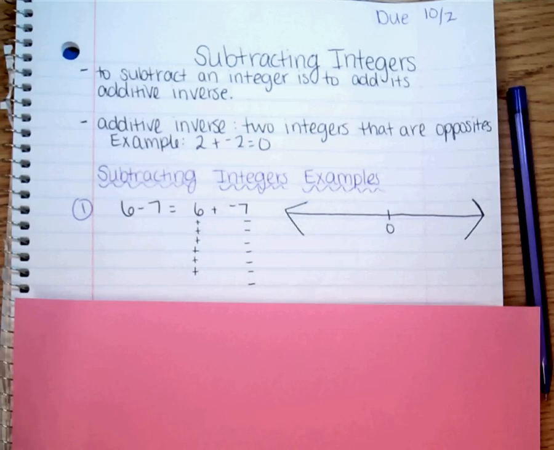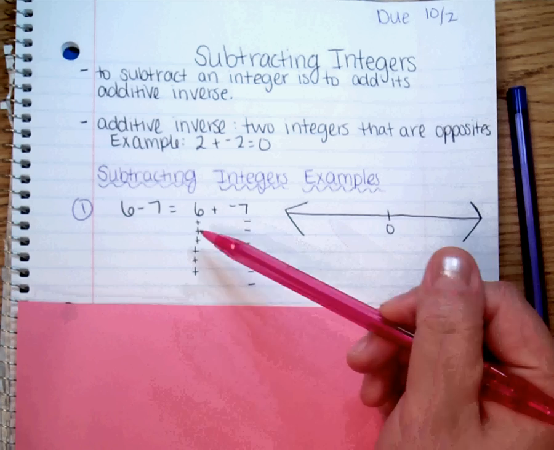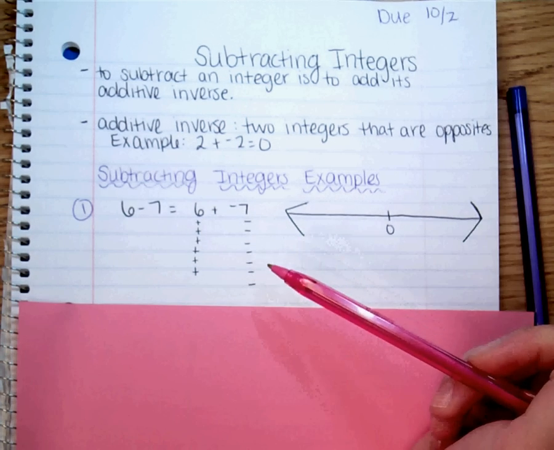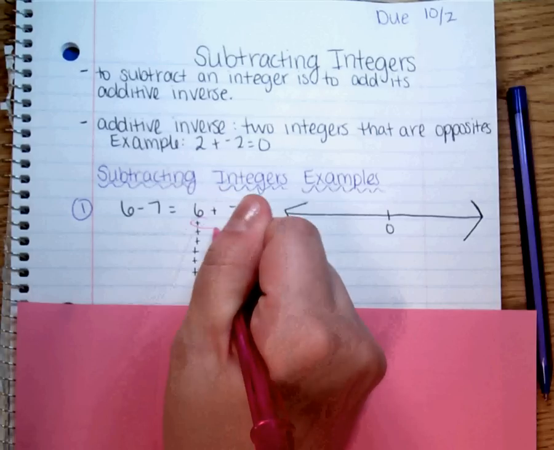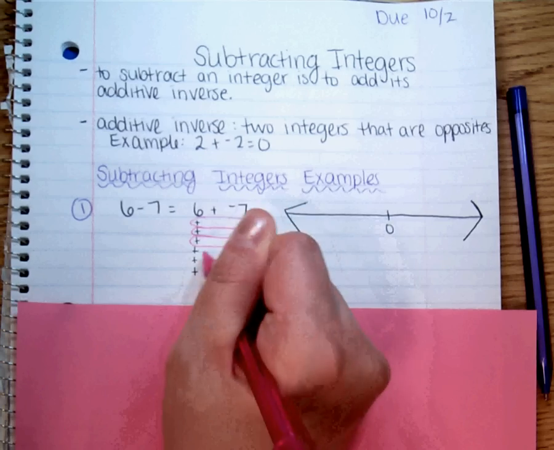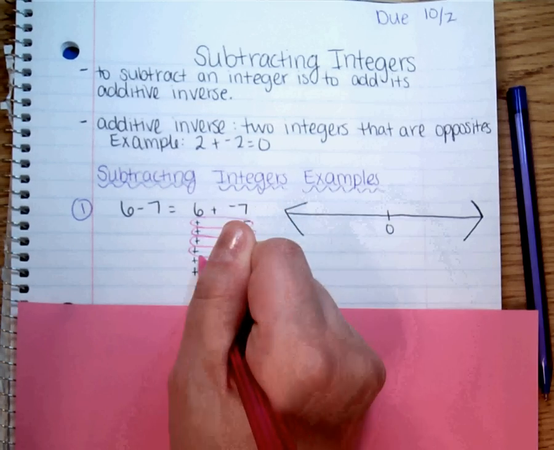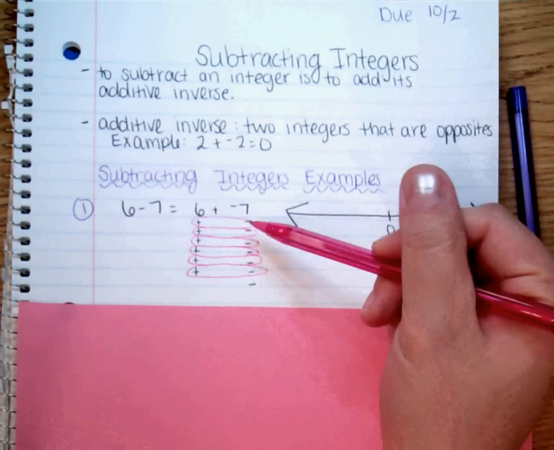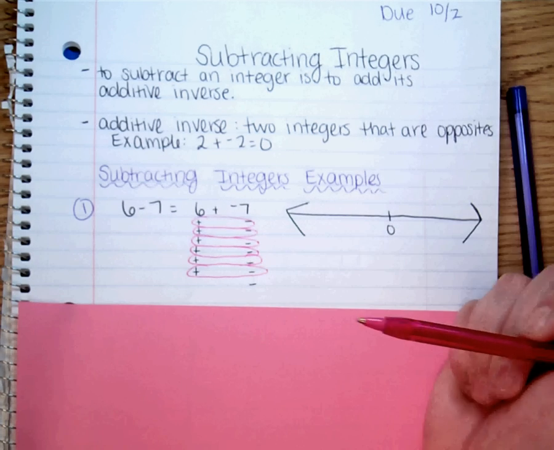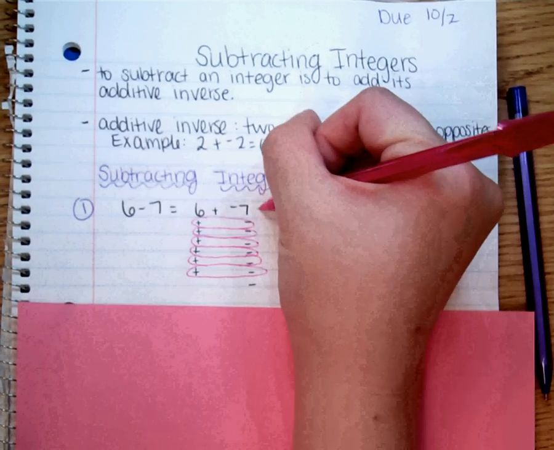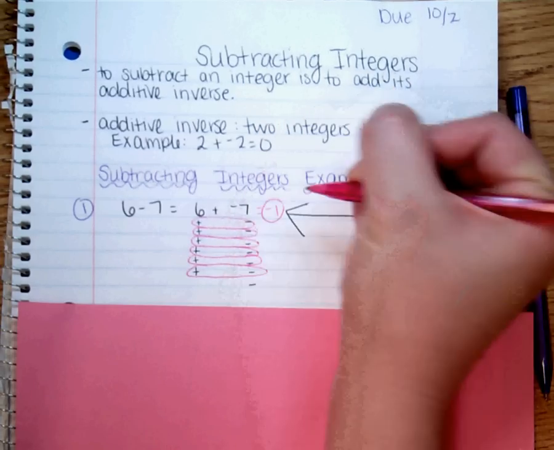There's a couple of ways I can show my work. The first way is I can draw 6 positive signs and 7 negative signs. If I pair these up together, the negatives and the positives, remember a negative plus a positive equals nothing. It's called a zero pair. If I pair all my negatives and positives that I can, what I have left is a negative 1. So then my answer would be negative 1.